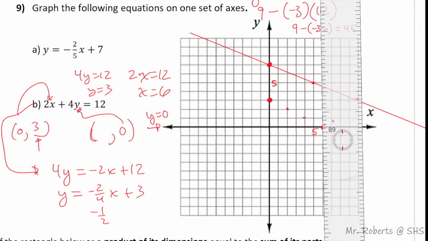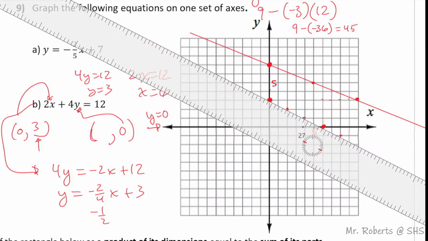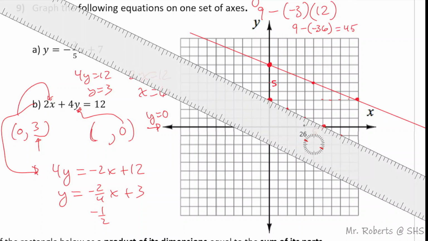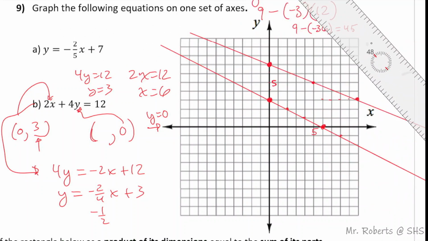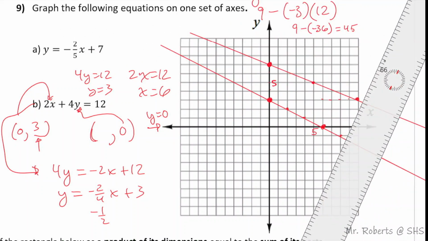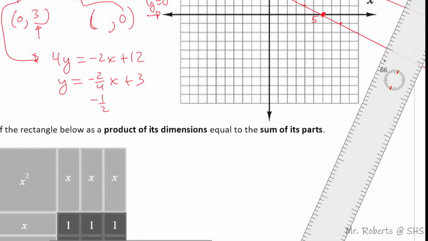Good. So I can see I got the same exact line by finding the slope and the y-intercept, or by using the x-intercepts and the y-intercepts. That's the line right there. And that is the answer for number 9. Almost done? Yeah, we are almost done.